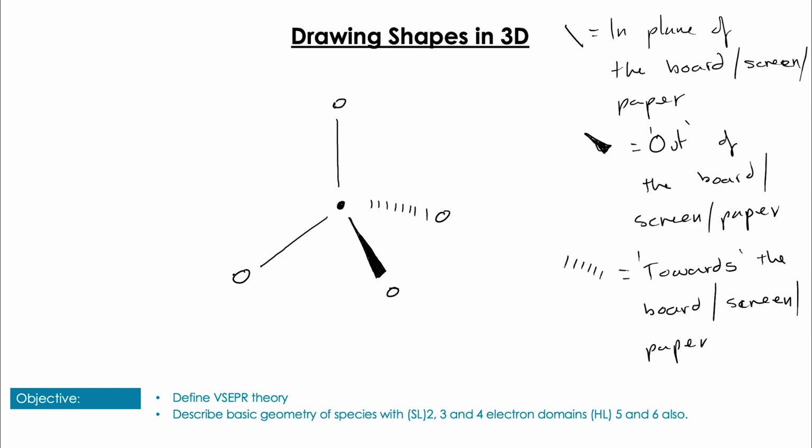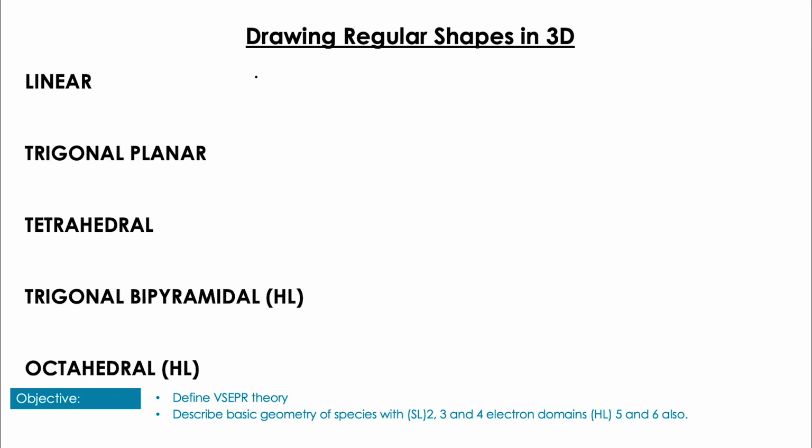So the shape I've drawn here, we have 2 bonds in the plane of the screen and 1 in front and 1 behind, giving 4 total bonds. So using this system and what we covered just before in the table, I'm going to draw out the regular shapes in 3 dimensions with the angles.